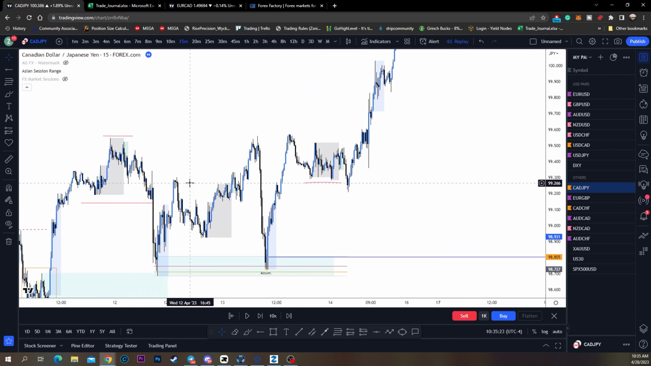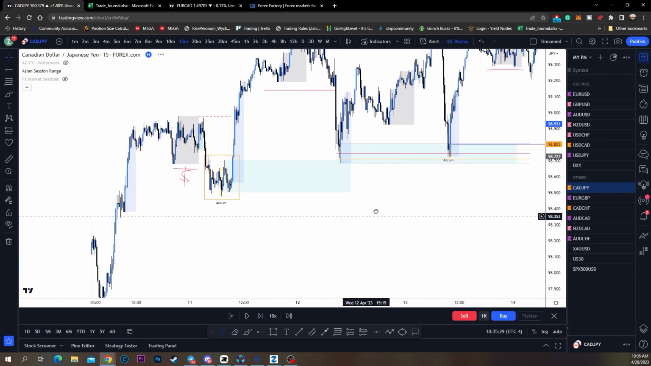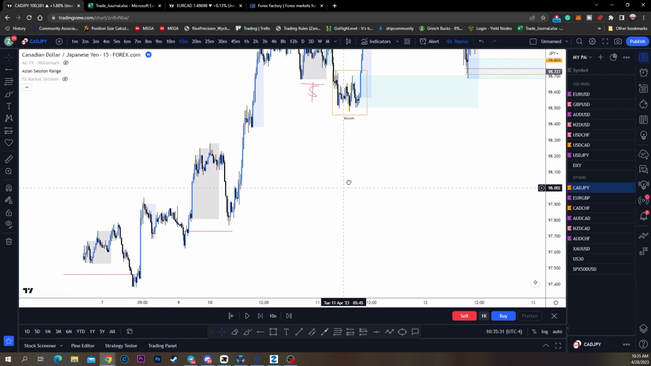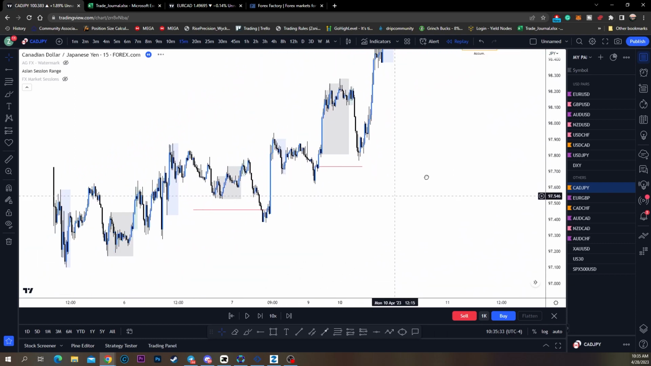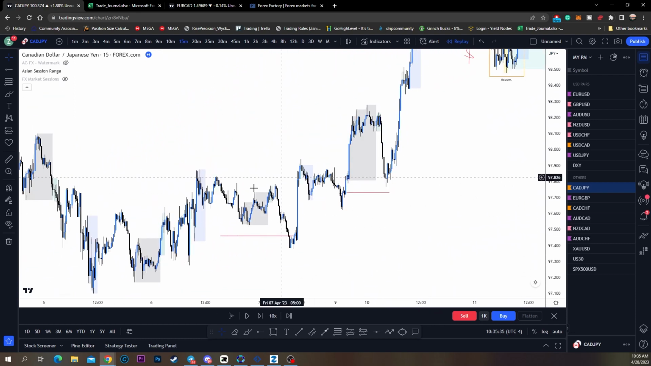So when we say time and price is important, this is what I mean by time and price. You can see how correlated these sessions are with each other. These sessions are very correlated with each other. These sessions really mean something. Okay, so when I have this Asian session range indicator on my chart, it really means a lot, right? I look at this really deeply.